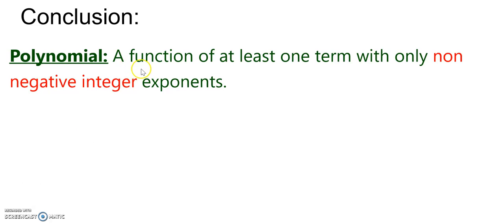So again, conclusion, what is a polynomial? It is a function of at least one term with only non-negative integer exponents. That's what we want to take away from this. So here we just want to be able to identify, is something a polynomial or is it not a polynomial? Nice work.